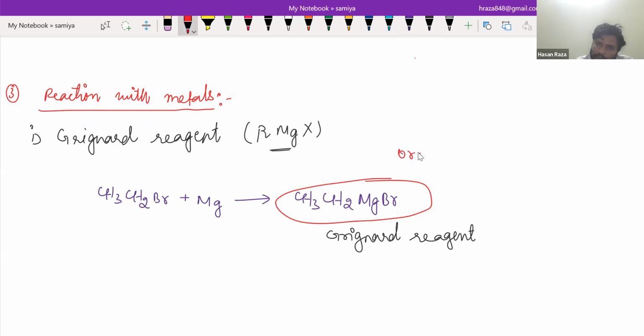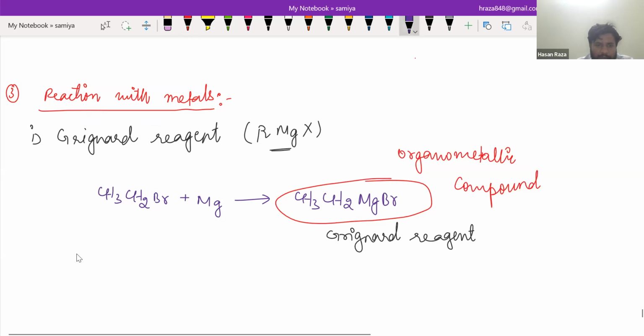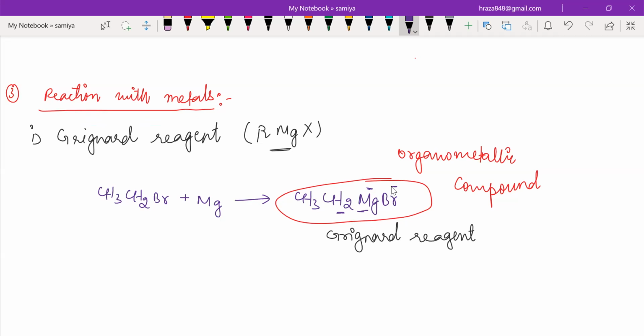Organometallic compound, and this compound is very reactive. The bond between carbon and metal is covalent, and the bond between this metal and bromine or halogen is ionic. Are you getting my point? Yes, sir. So basically this is a very important compound that is known as organometallic compound.